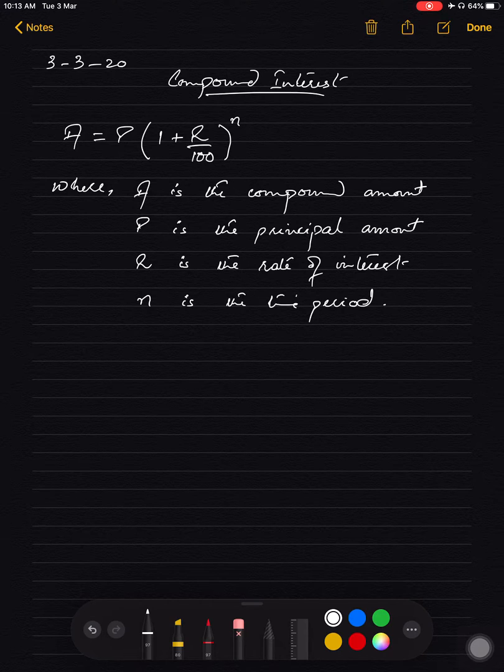To find the compound interest, we will subtract the principal amount from the compound amount. I is equal to A minus P. So this is the formula to calculate the compound amount or compound interest.